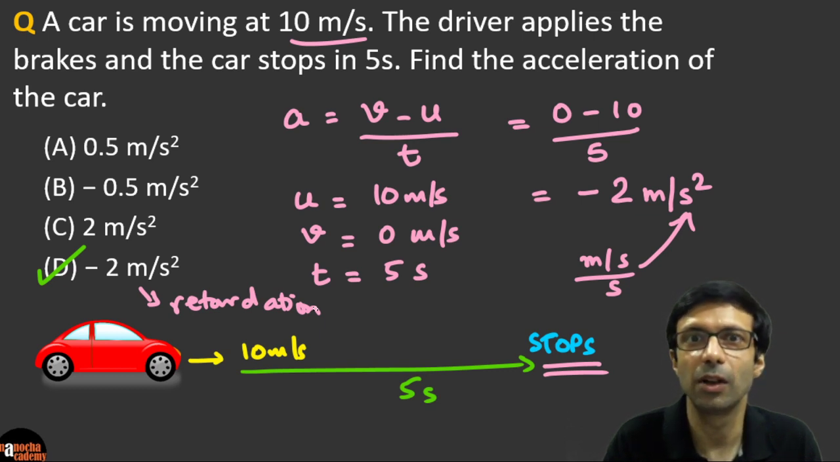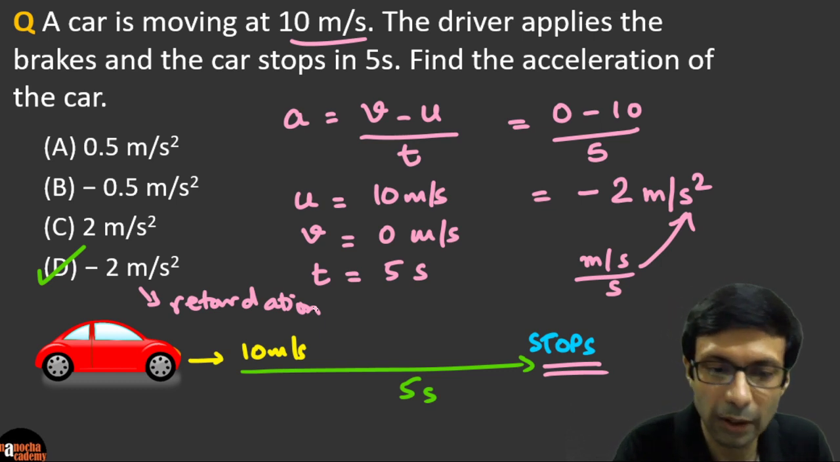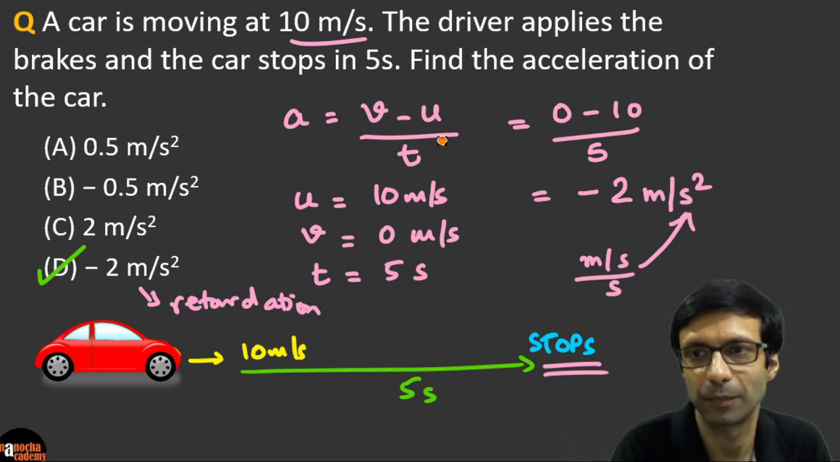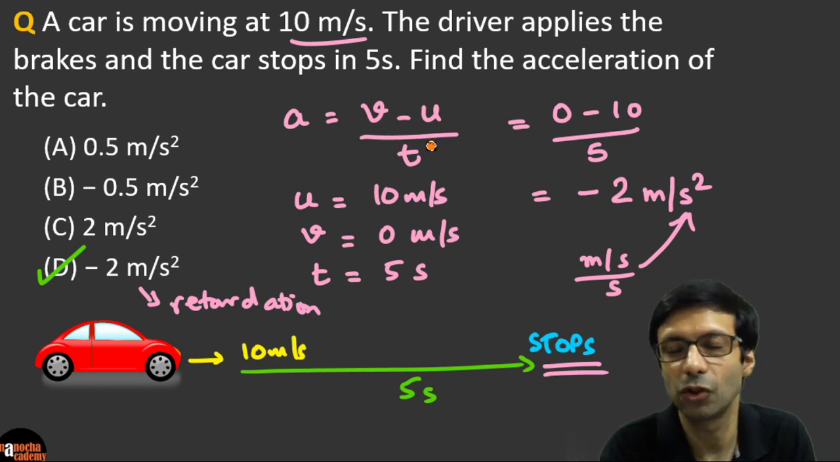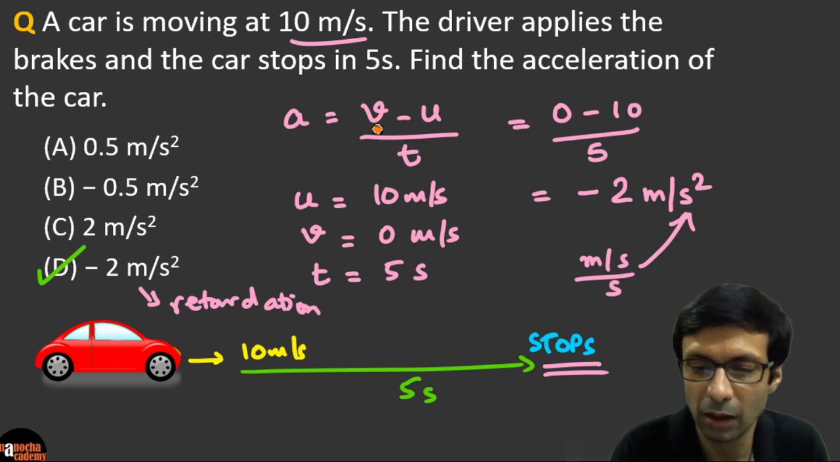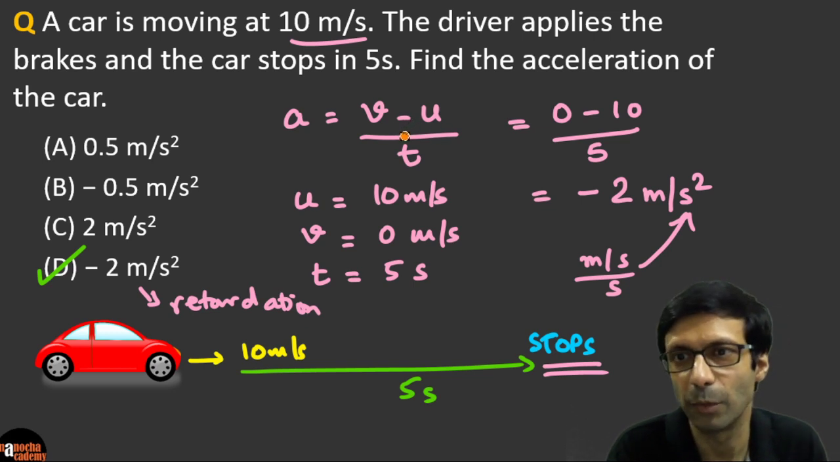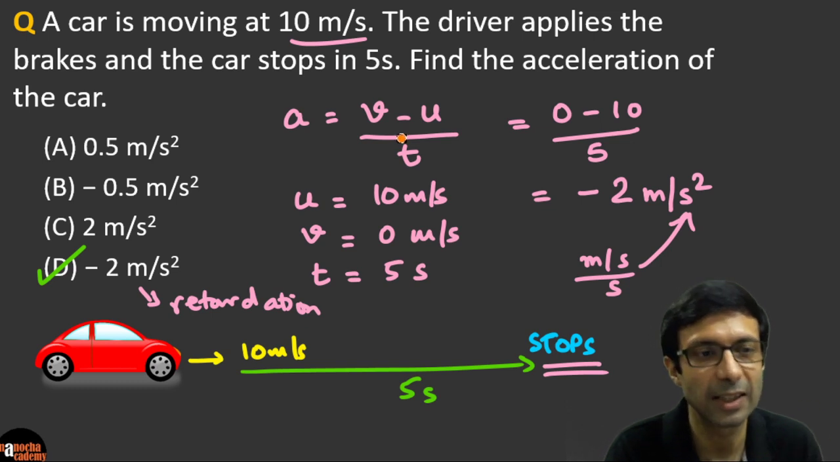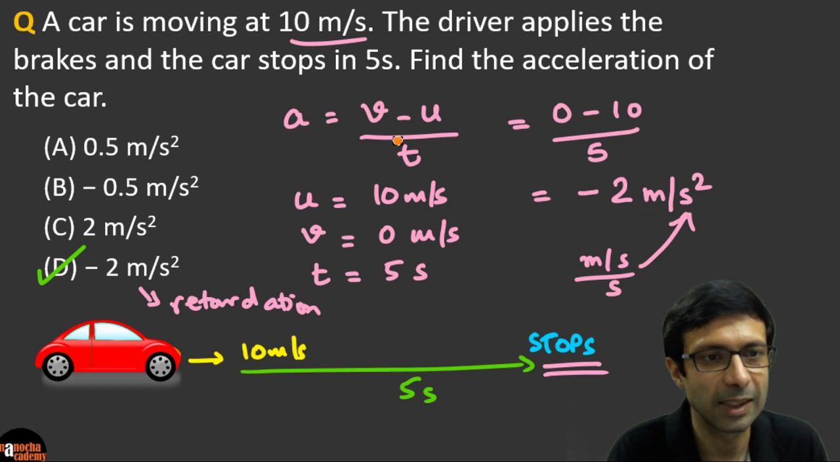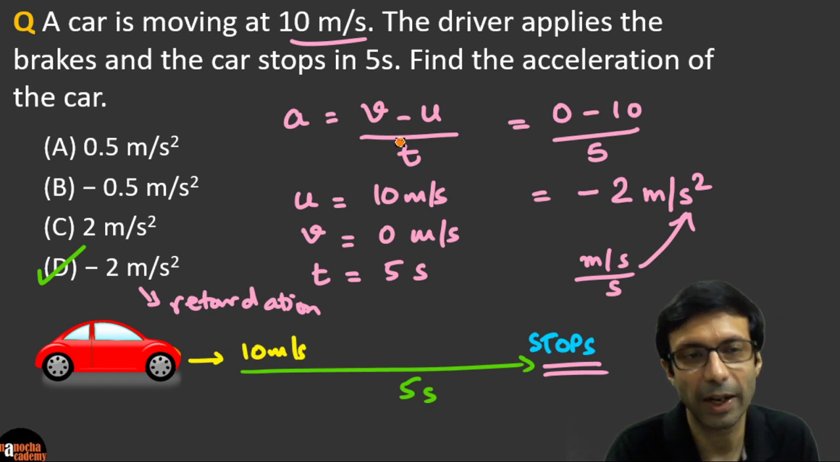One important point here: you can see that there's no mention of direction. It's just given that the car is moving at 10 meters per second. When we don't care about the direction, speed and velocity are the same thing, because we are assuming it's moving in a straight line. So in these formulas, V minus U means final velocity minus initial velocity, and you can substitute the numbers of speed, because direction in these sums is ignored. We know that velocity is a vector and speed is a scalar, but for the value, it's the same thing.